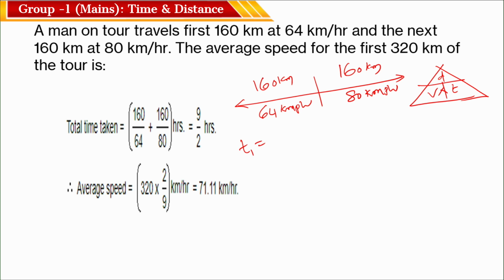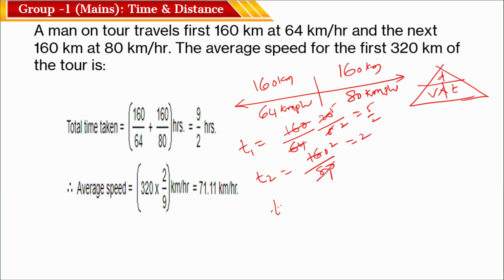How much? 160 by 64, correct? So 820 is 8 8s, or you can say 4 5s, 4 2s, which means it is 5 by 2 hours. And T2, if you take T2, that is 160 by 80, correct? So 8 1s, 8 2s, it is 2 hours.